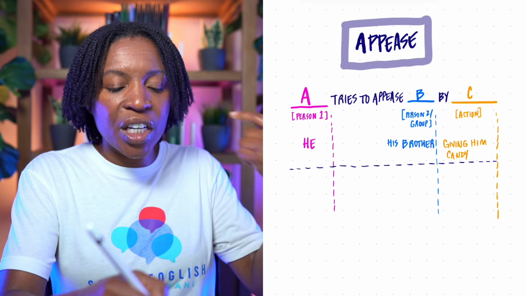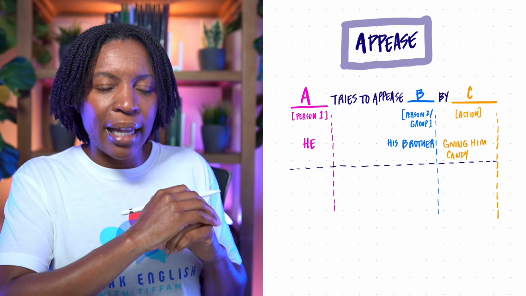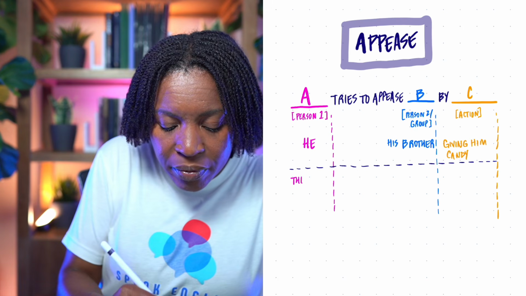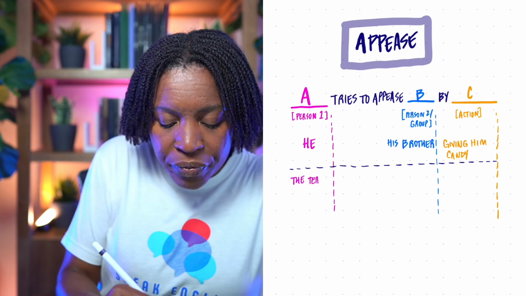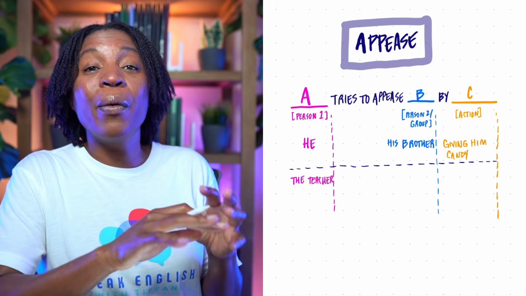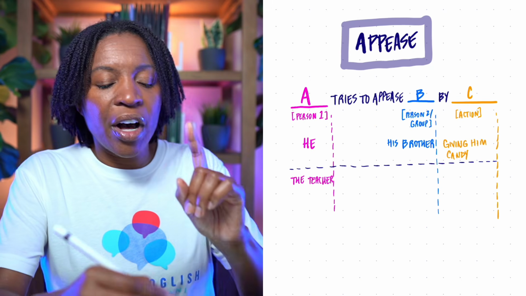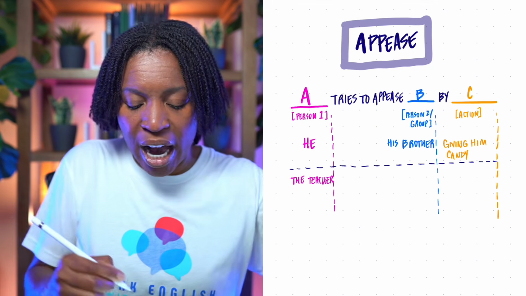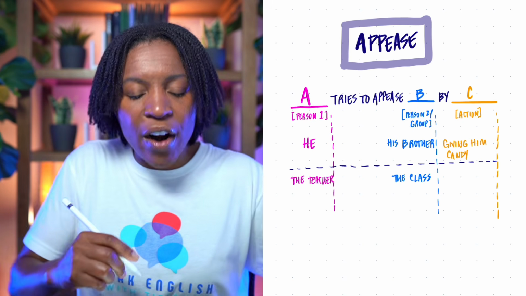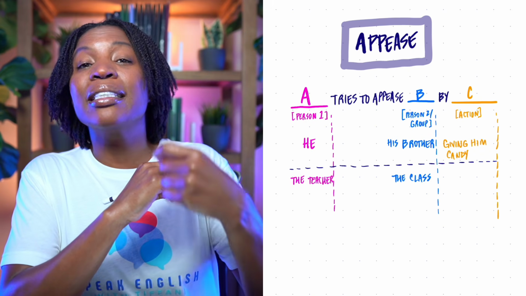So let's try this again with a different example. This time, letter A or person 1 is the teacher. Let's write this down. The teacher. All right, so we have the teacher tries to appease, and now we need person 2 or letter B. Tries to appease the class. This is a group this time. So now we have the class. So far our sentence is, the teacher tries to appease the class by.